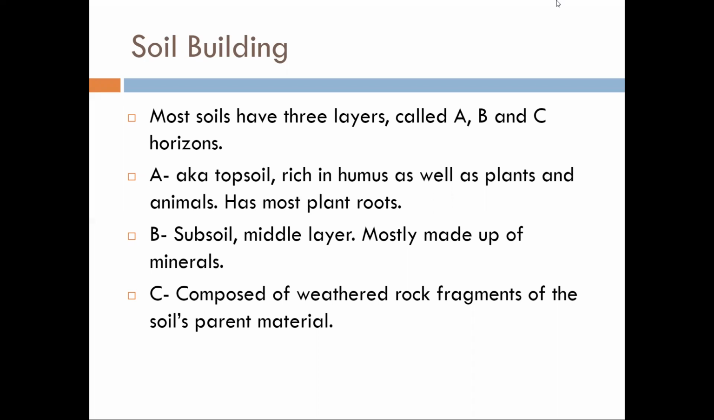And then finally, horizon C is composed of weathered rock fragments from the soil. So weathered rock fragments are primarily found in this horizon C. So again, these are our 3 layers of soil: A, B, and C horizons.